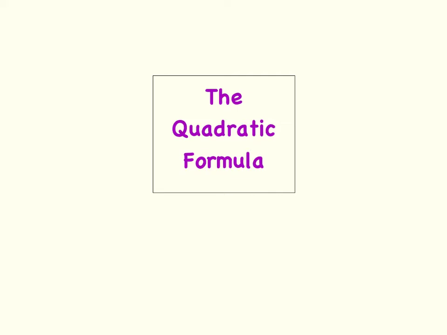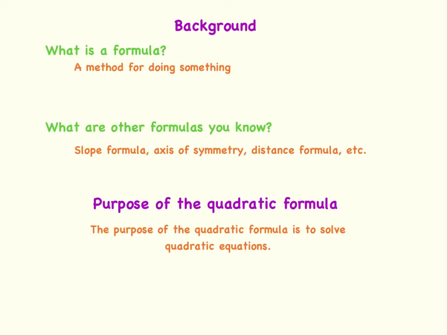Now let's get started. First, let's do a little background. The quadratic formula is just that. It's a formula. So what is a formula? It is very simply a method for doing something. So what other formulas do you know? For example, there's the slope formula, axis of symmetry, the distance formula, etc. You can pause the video here if you would like to think of other formulas that you know and use.